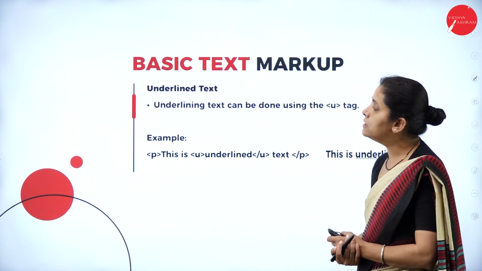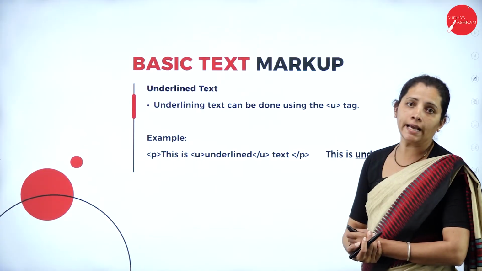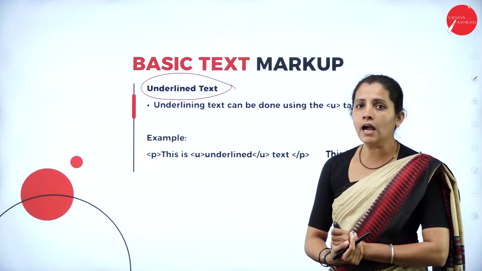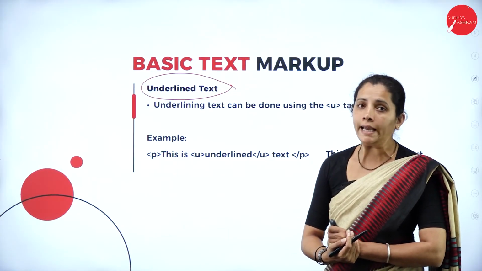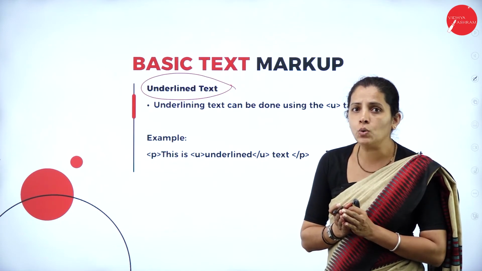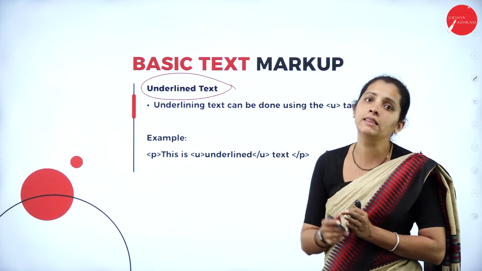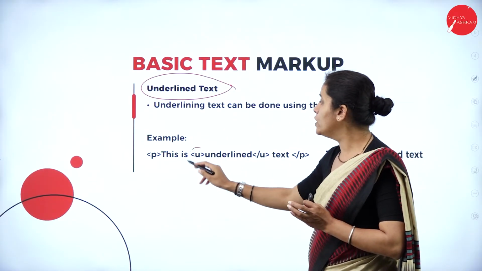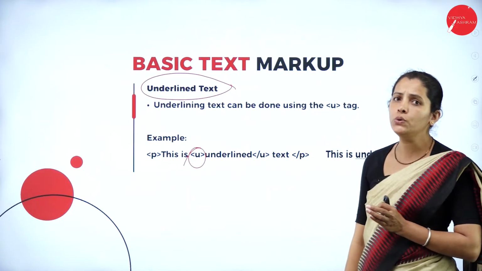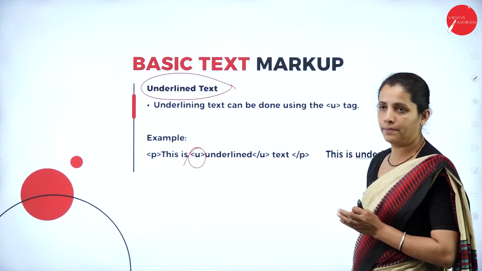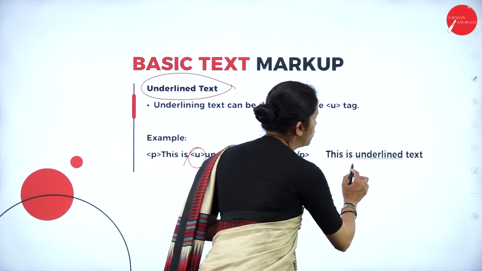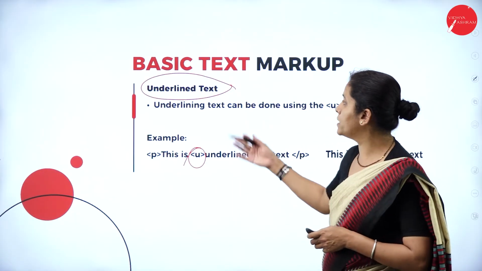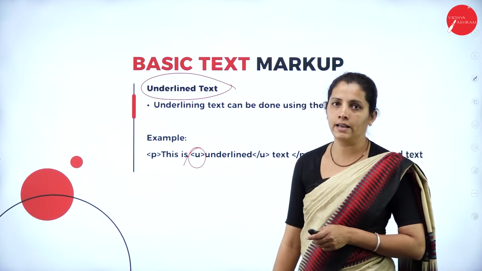If I consider another basic text markup, that's nothing but underline the text. There are certain times I want to highlight the text or information. So what I will do? I have the habit to underline the text. For that, in HTML, we have U tag. So what is U? U stands for underline. And you can see the output. So whenever you want to highlight or underline the text, then you can go with the underline text tag.